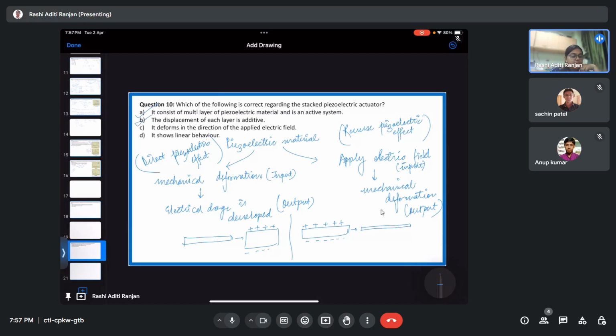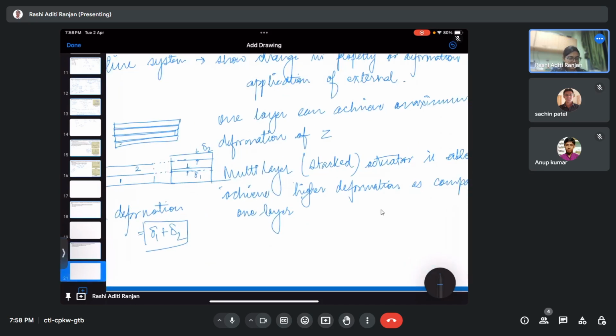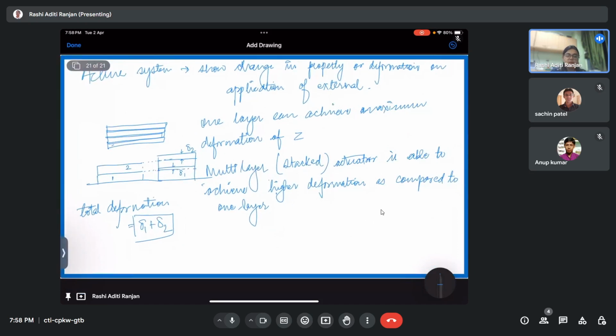It deforms in the direction of the applied field that I've already discussed. Yes, it deforms in the direction of the applied field. And also the vice versa is also true. That is, when I deform it, it develops the charge in that particular direction of the deformation. Okay. Now it shows linear behavior. What do I know about a linear behavior? Any physical system is going to show linear behavior only up to a certain level. After that, it is going to show a nonlinear behavior.